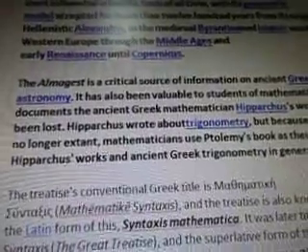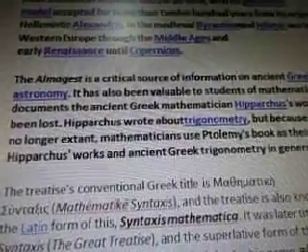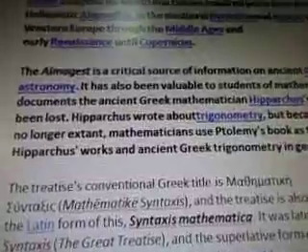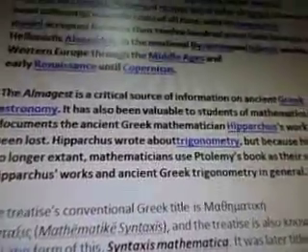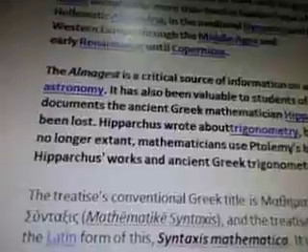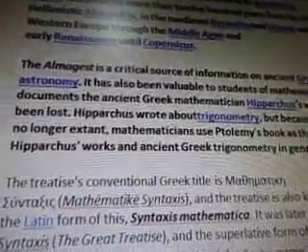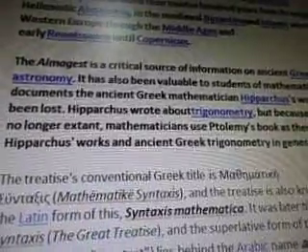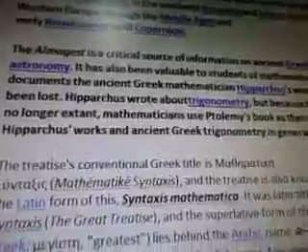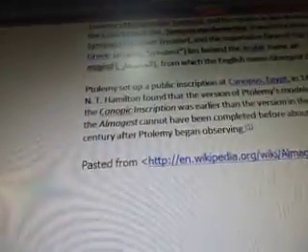It has also been valuable to students of mathematics because it documents the ancient Greek mathematician Hipparchus' work, which has been lost. That's a shame. Hipparchus wrote about trigonometry, but because his works are no longer extant, mathematicians use Ptolemy's book as their source of Hipparchus' work in ancient Greek trigonometry in general. Wouldn't it be cool if we actually found his stuff? Okay, so that's that. Okay?